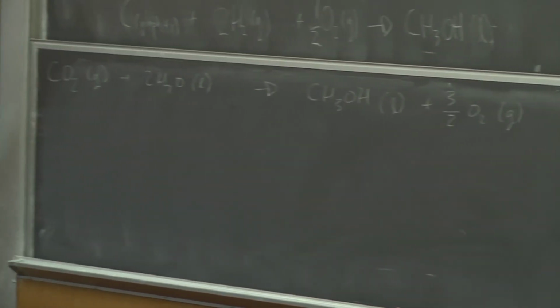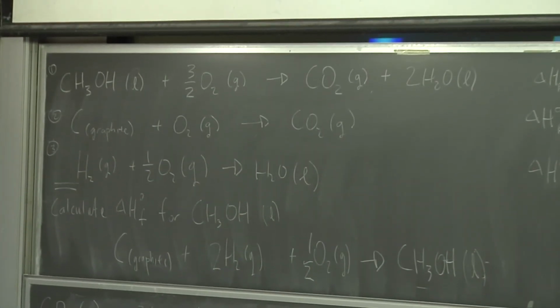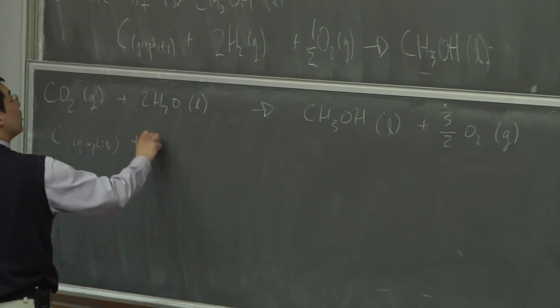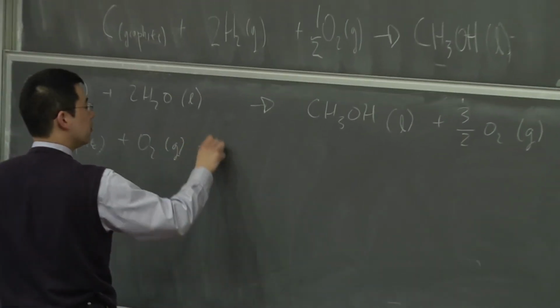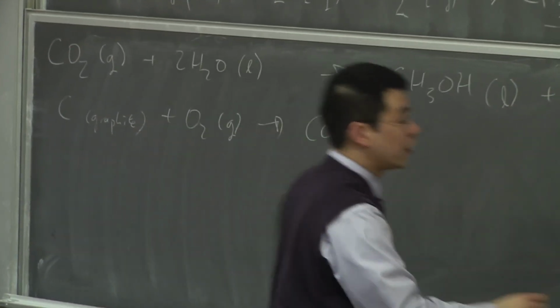Number 2, well, that one looks okay because the C graphite is on the right side and in the right number. So I'm going to leave it. C graphite plus O2 gas gives me CO2 gas, and the delta H stays the same.